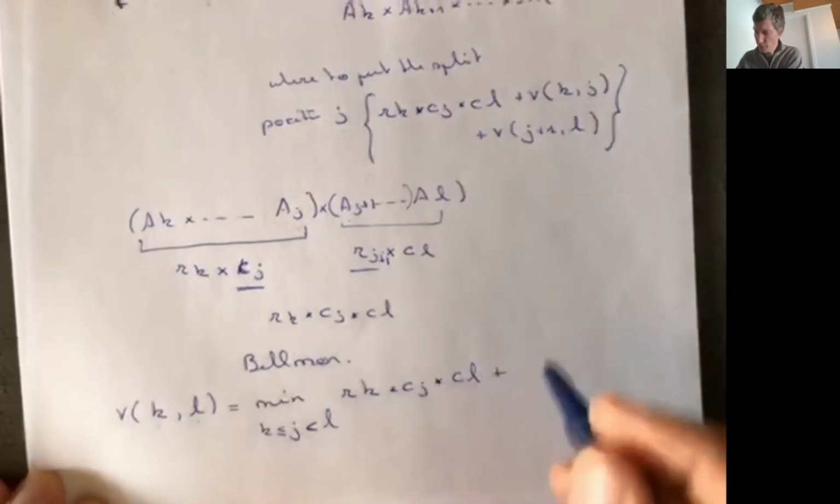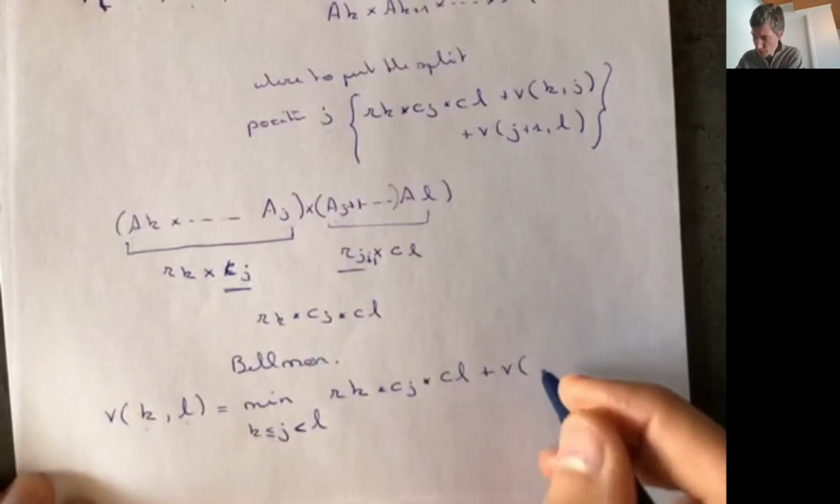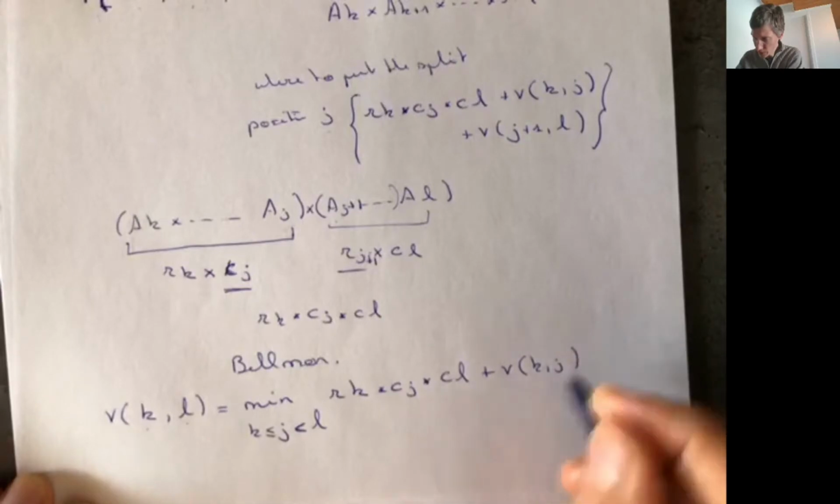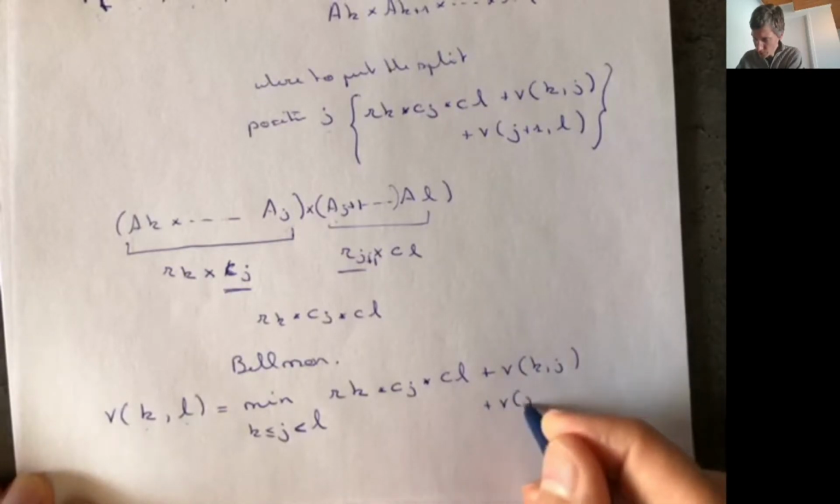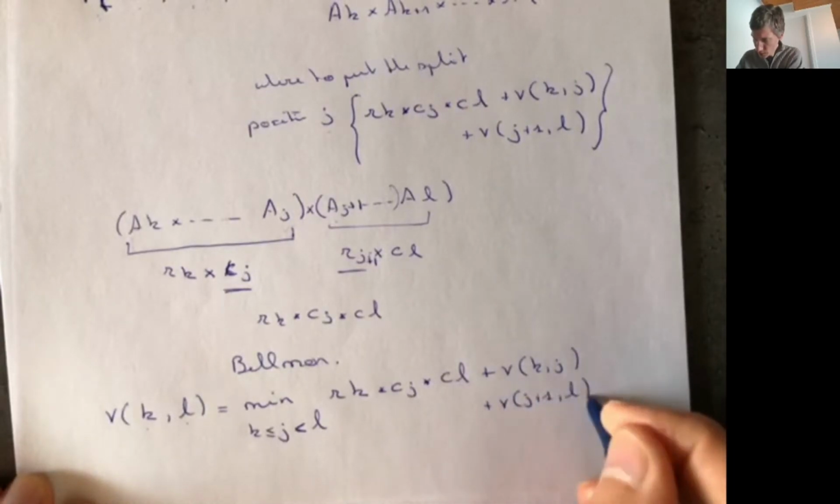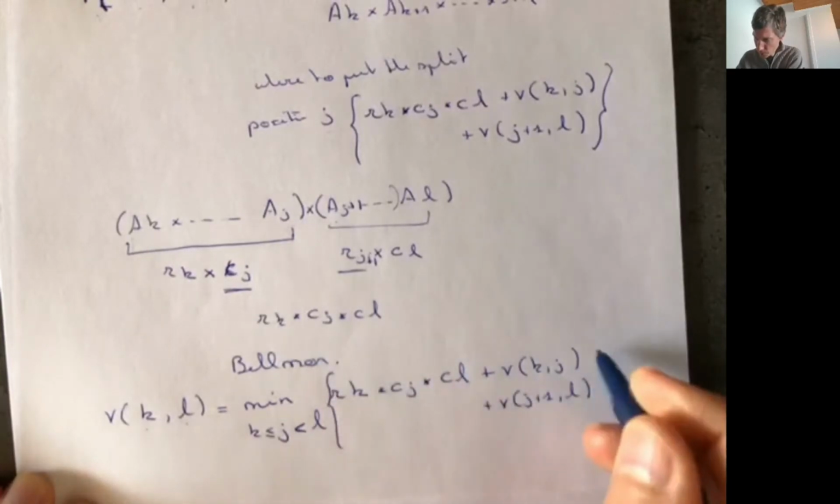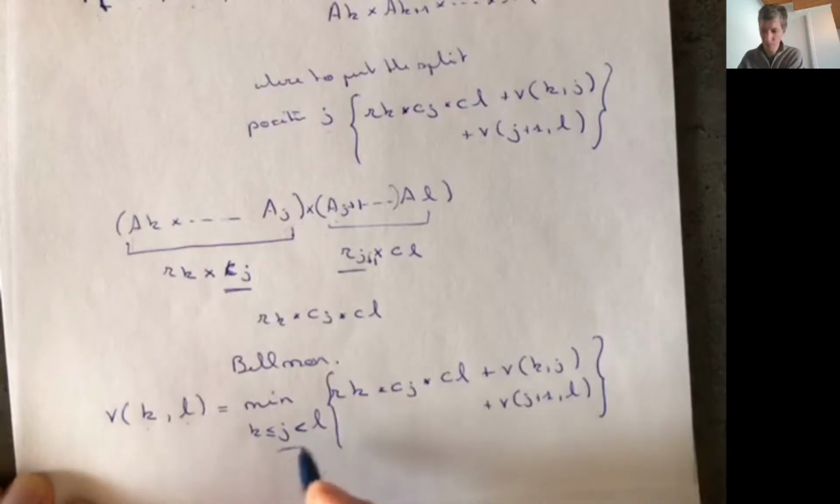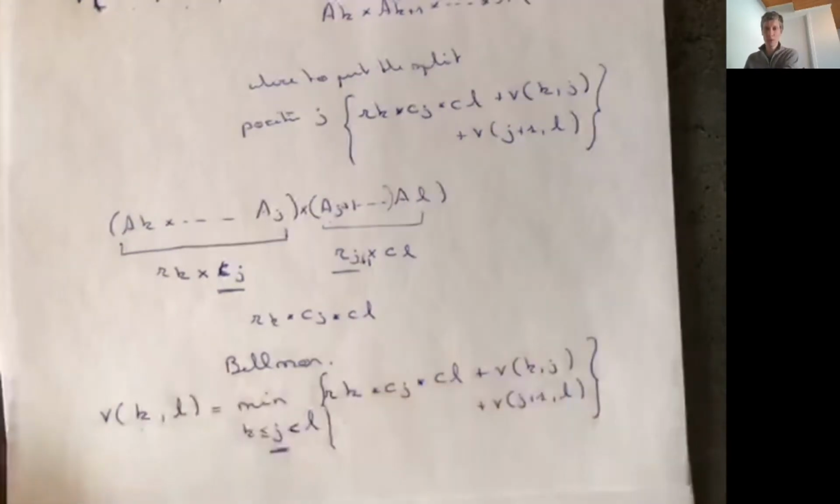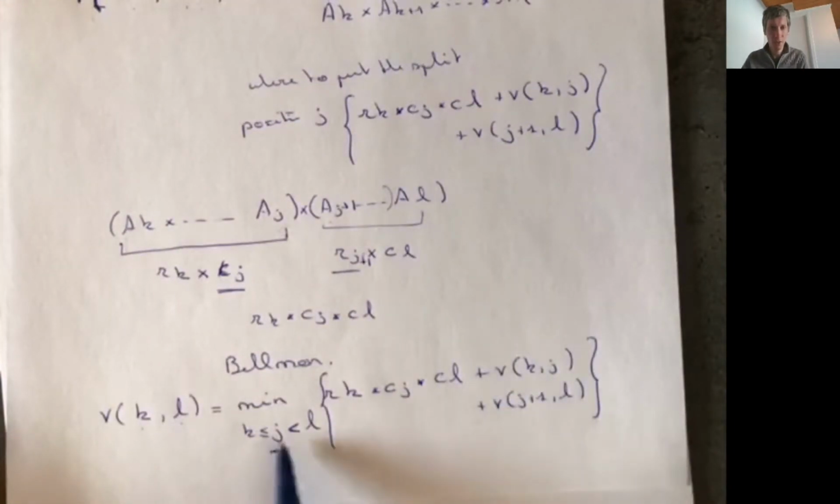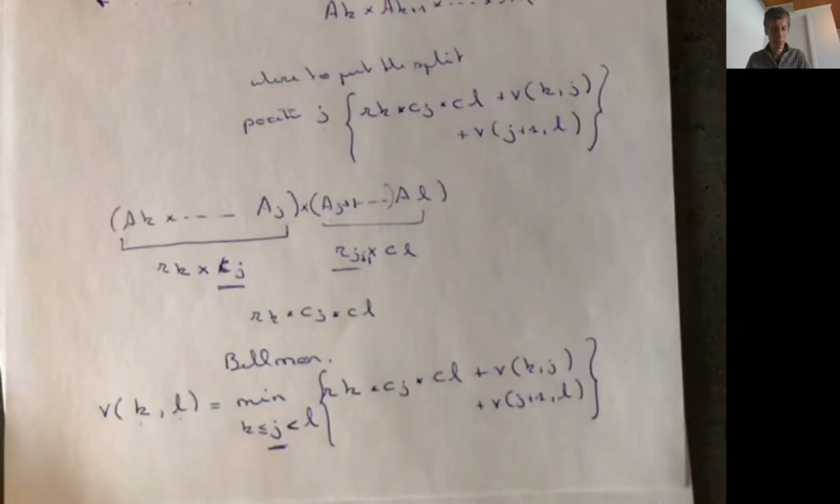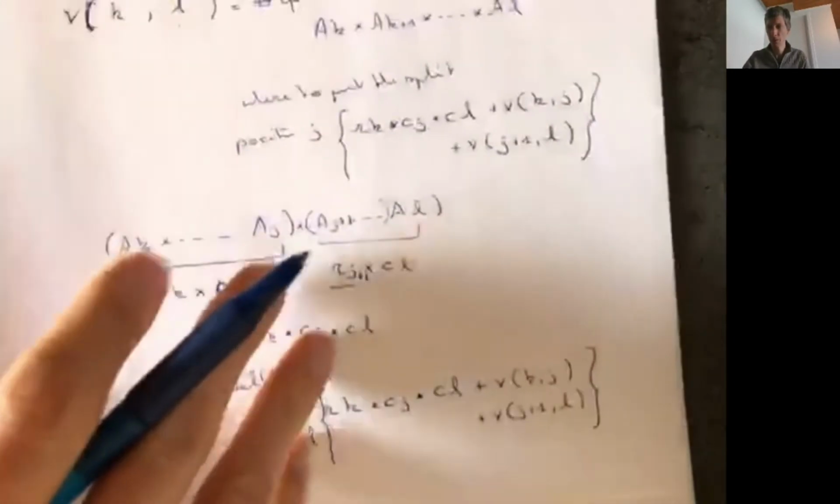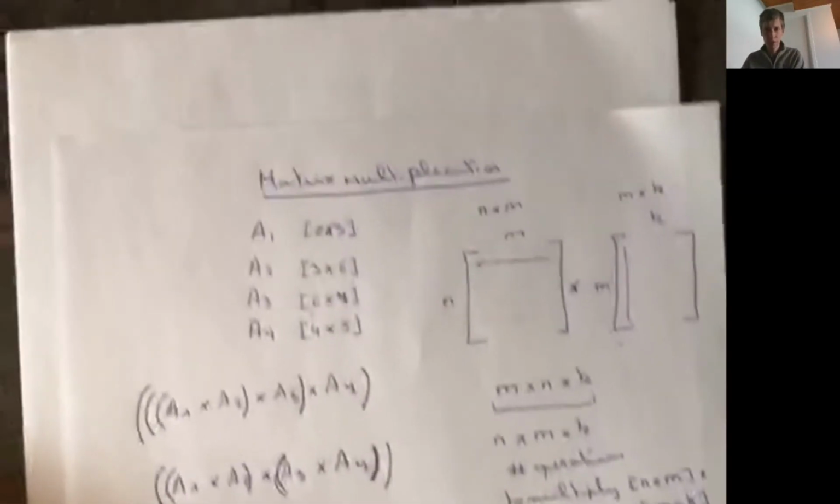plus the cost of multiplying from K to J plus the cost of multiplying from J plus 1 to L. Okay, and I'm going to minimize over all possible J's. So I have to compute this for all possible J's and then take the minimum. And this is going to give me this number. Okay, so this is the Bellman equation for this problem. So let's try to make a table.